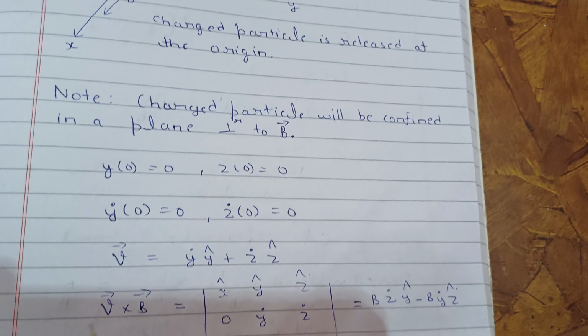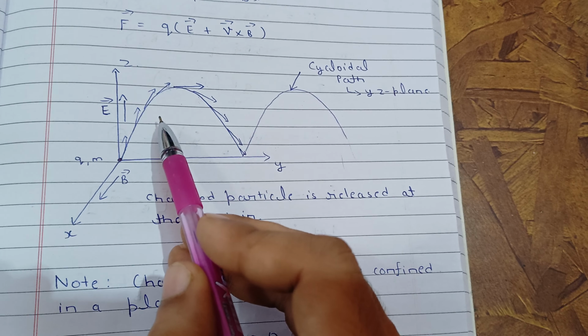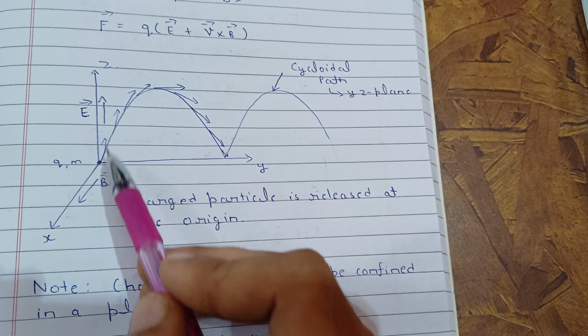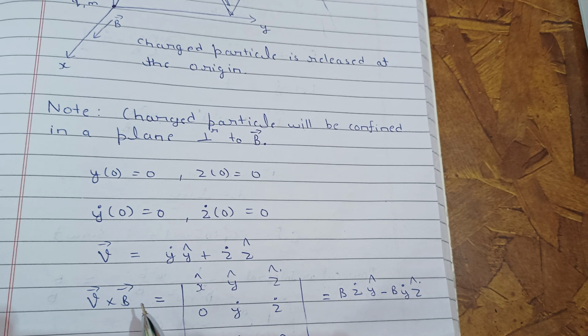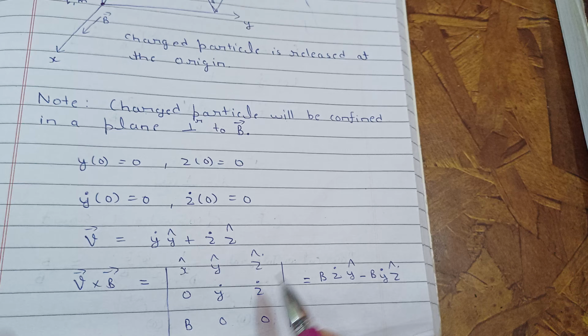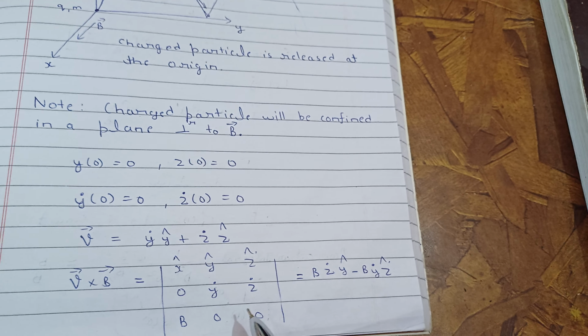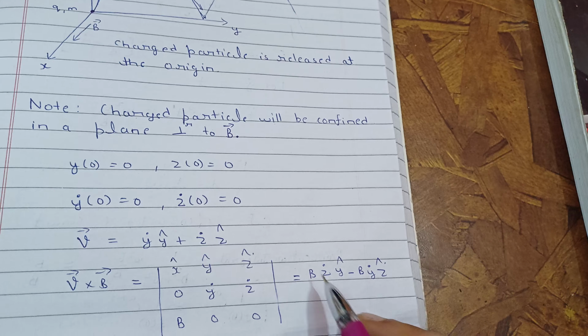So let's see, the velocity at any point is given by y dot y cap and z dot z cap, because this is moving in the yz plane. This is your velocity. Now V cross B, with B in the x cap direction, is the cross product of x y z, 0 y dot z dot, B 0 0, which will give you B z dot y cap minus B y dot z cap. So this is your V cross B.